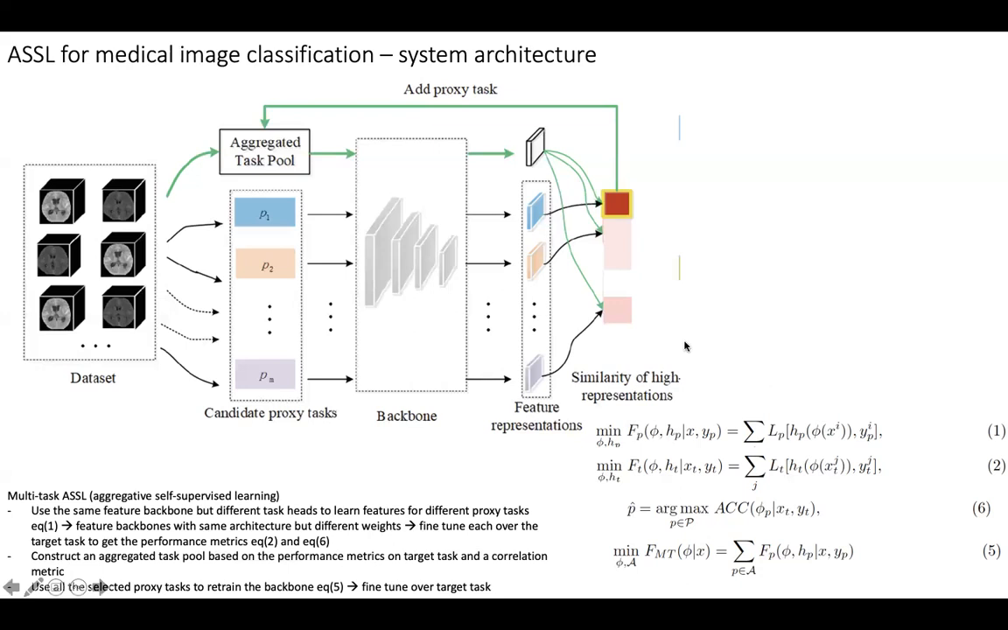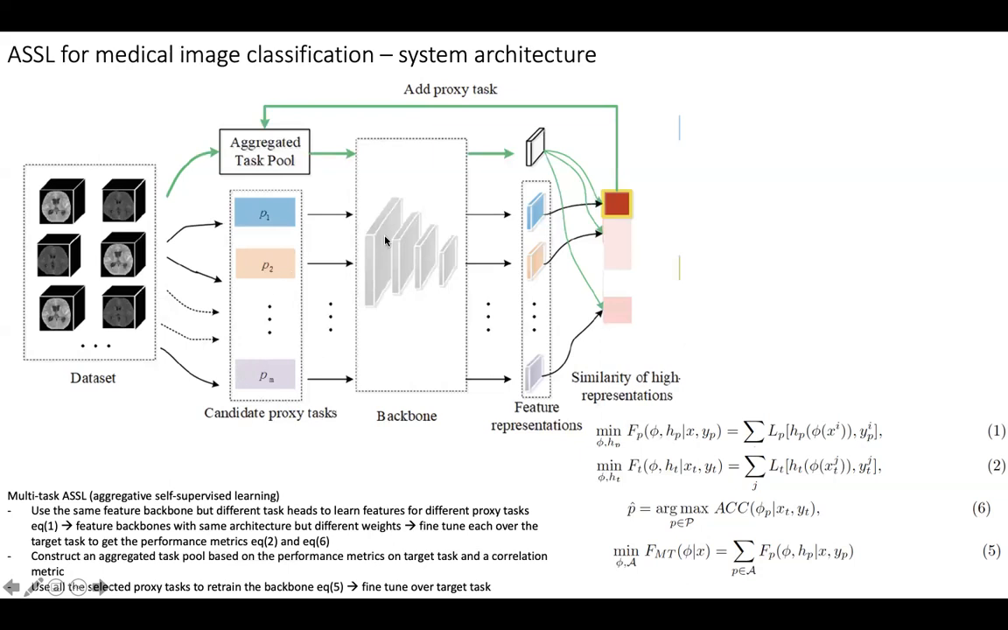So for the aggregative self-supervised learning, the basic setup is we have a set of proxy tasks, and we call them candidate proxy tasks. Our goal is to select from them a set of very typical, very informative proxy tasks to form our aggregated task pool. Basically, this aggregated task pool is a subset of these candidate proxy tasks. So how can we do that?